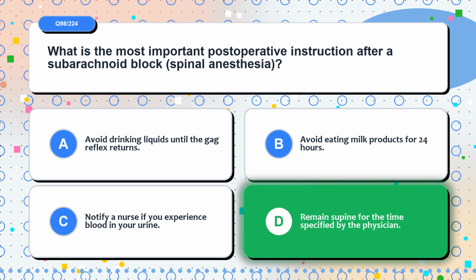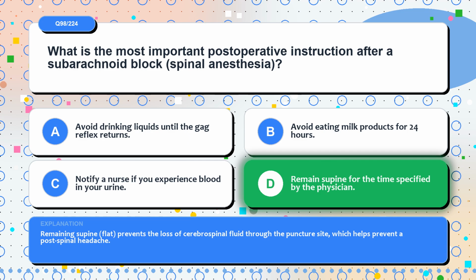The correct answer is option D. Remain supine for the time specified by the physician. Remaining supine, flat, prevents the loss of cerebrospinal fluid through the puncture site, which helps prevent a postspinal headache.